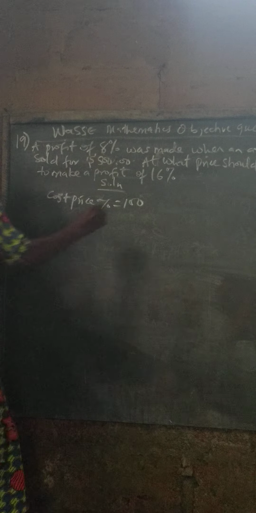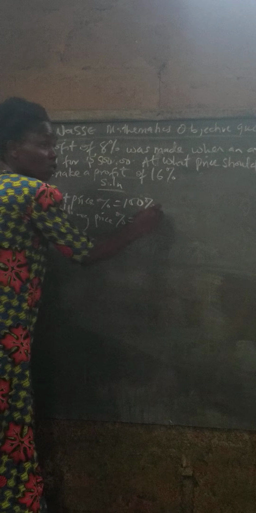So let's move. We have cost price. Now cost price at this one, since profit is made, the cost price percent at this point is 100%. Now selling price percent will be equal to cost price percent plus profit, which is 100 plus 8, and that will give us 108%. This is selling price percent.